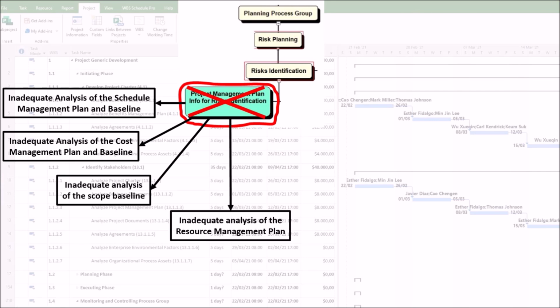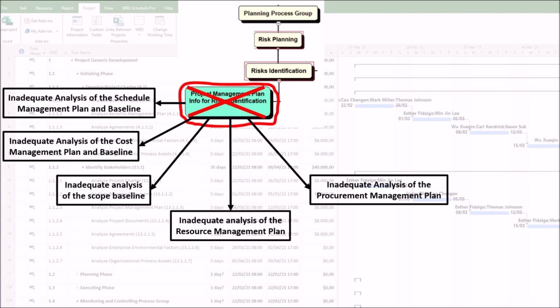4. Inadequate analysis of the resource management plan. If you neglect risks related to team capacity, competence, and availability, the result is that the project may be surprised by risks it should have anticipated, such as our lead engineer is allocated 50% of the time, but is critical to success, or we don't have a plan B for the database administrator, creating a single point of failure.